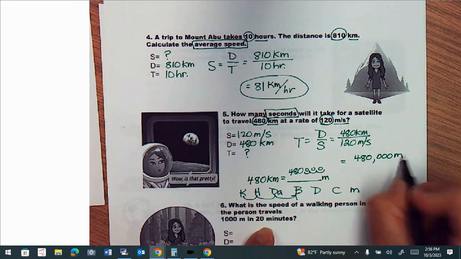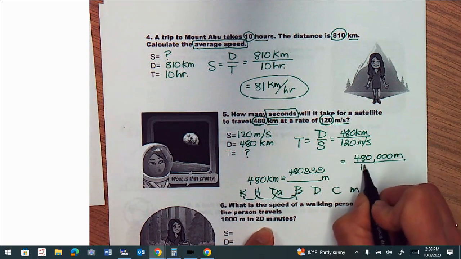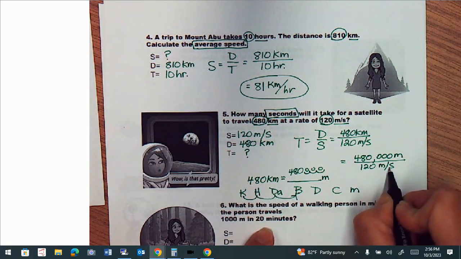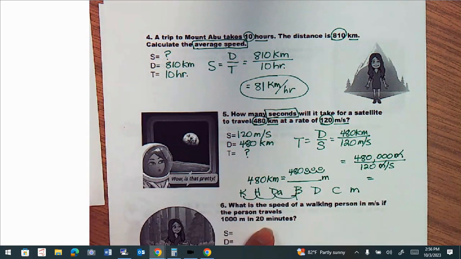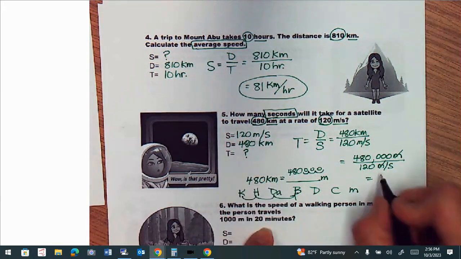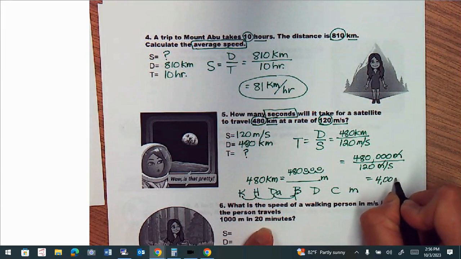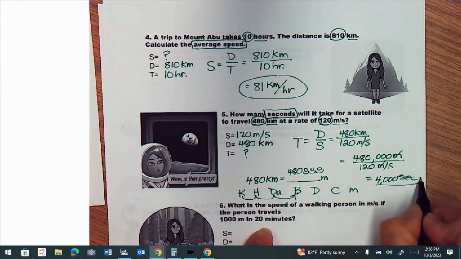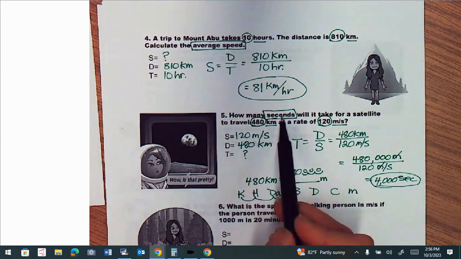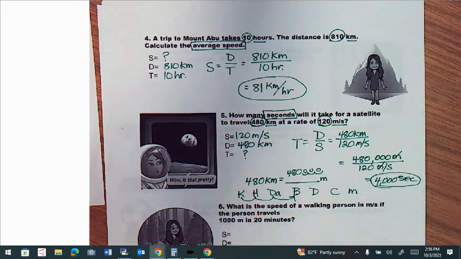480,000 meters per 120 meters per second. Our meters are going to cancel out. We take 480,000 divided by 120. You're going to get 4,000 seconds. It's asking seconds, so we have to keep it in seconds.